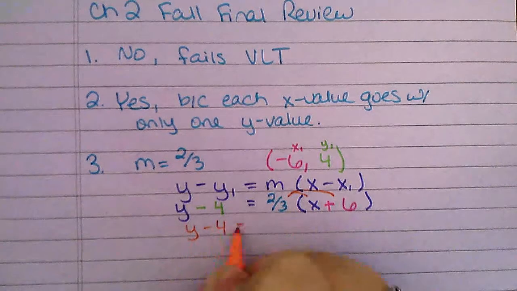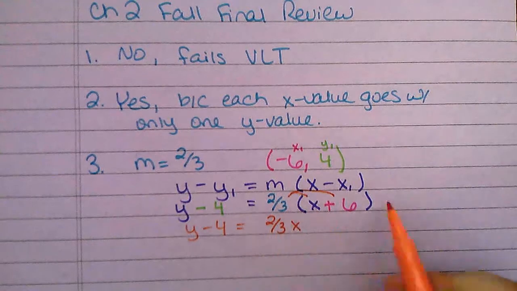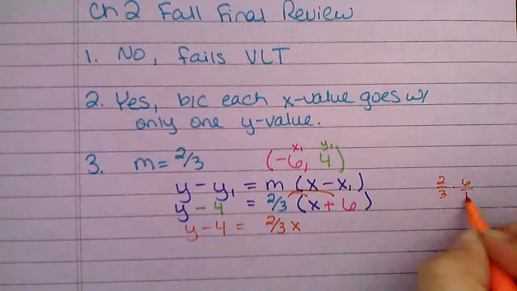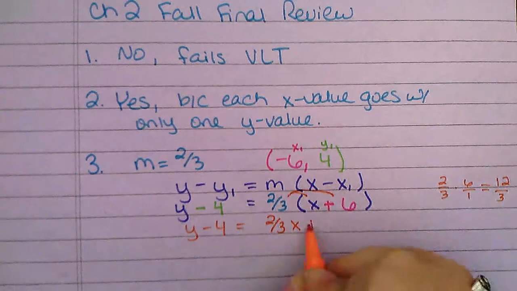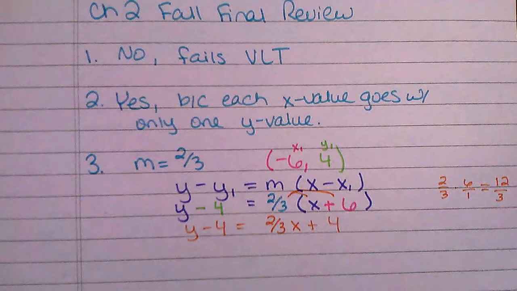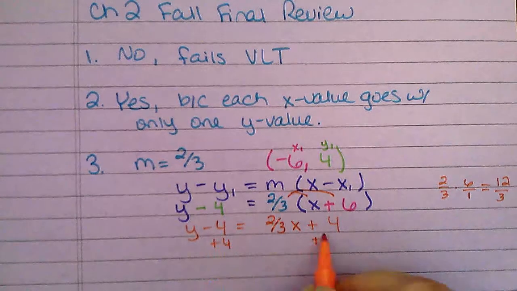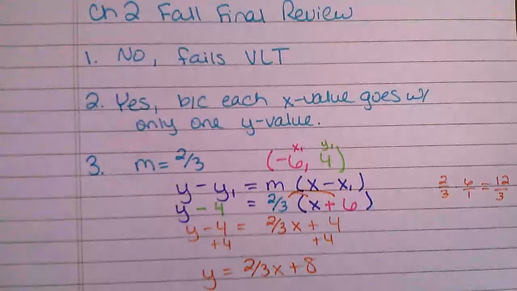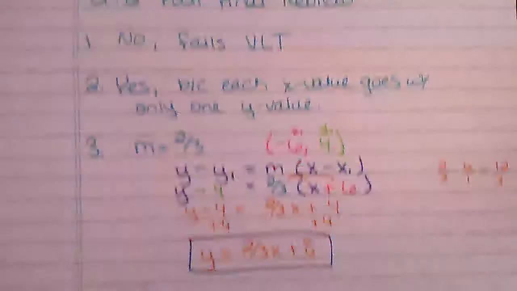So I'll keep the y minus 4. 2/3 times x is 2/3 x. 2/3 times 6. Okay, well, to do that, I would multiply that and I get 12 divided by 3. So that is 4, right? Okay. Then continuing to get the y by itself, I would add 4 and y equals 2/3 x plus 8. And that would be my answer. And that's in slope-intercept form. I know that because the y is by itself.